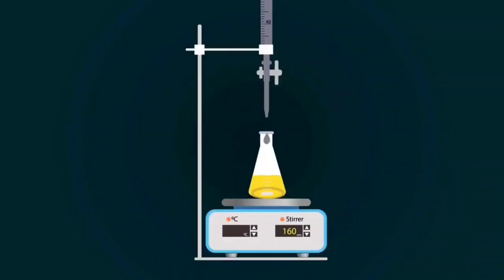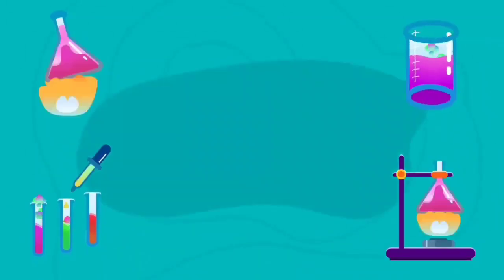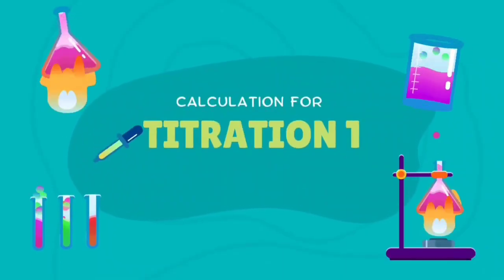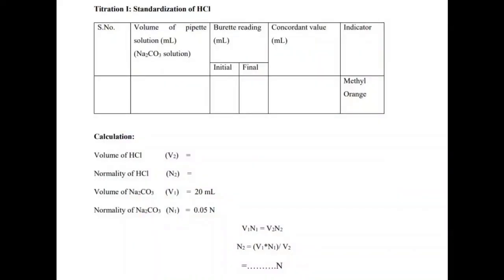Repeat this titration for the concordant values. Calculation for titration 1. Standardization of HCl. Volume of HCl V2 equals 19.2. Normality of HCl N2 unknown. Volume of Na2CO3 V1 equals 20 ml. Normality of Na2CO3 N1 equals 0.05 N.